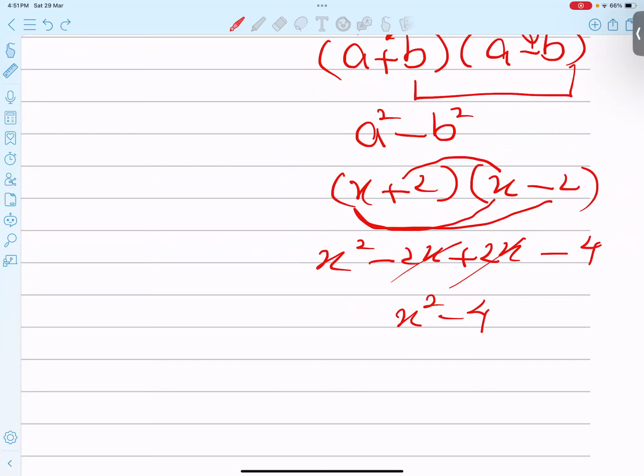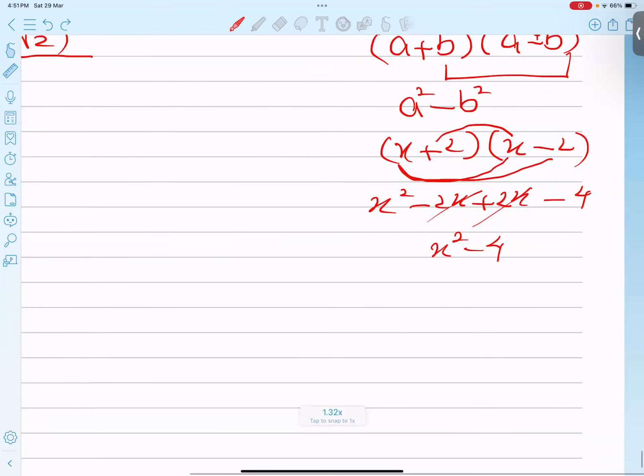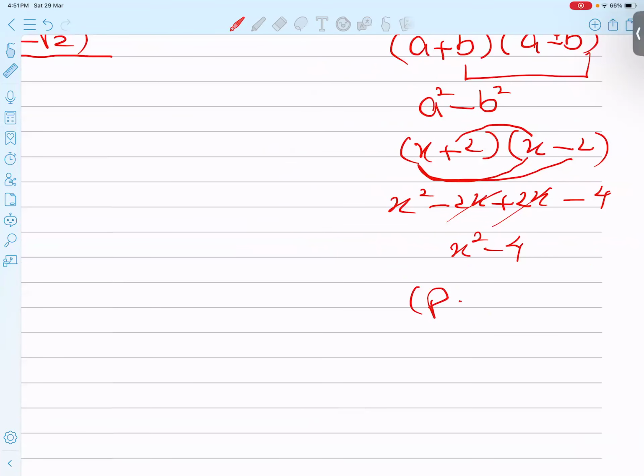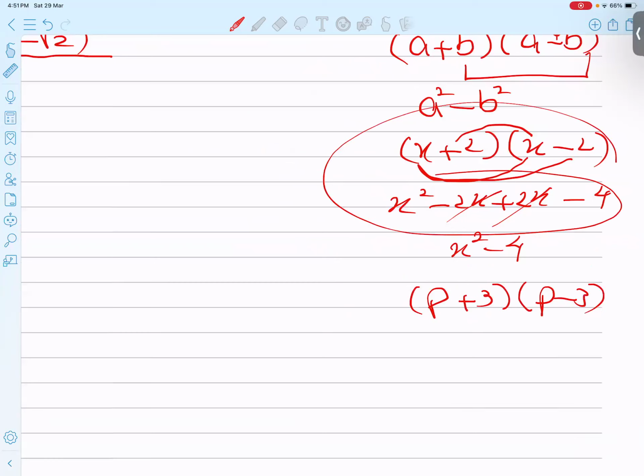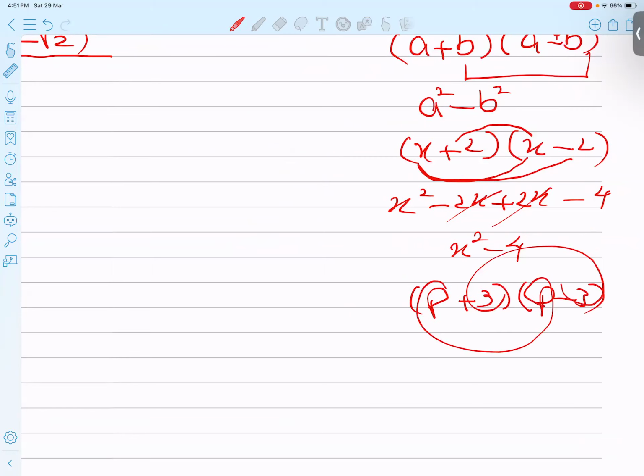So look, I'm going to give one more question. I will solve it. For example, (p plus 3) into (p minus 3). So no need to multiply like this and waste the time. First term same, correct. Second term same, correct. And the sign must be opposite. This rule is applicable only when signs are opposite. And what is the answer? Square of p and square of 3 and the negative sign must be in the middle.